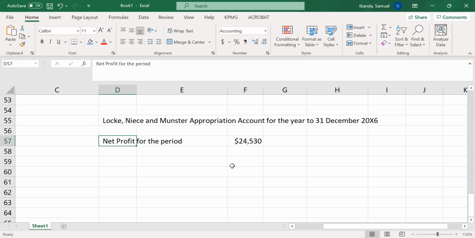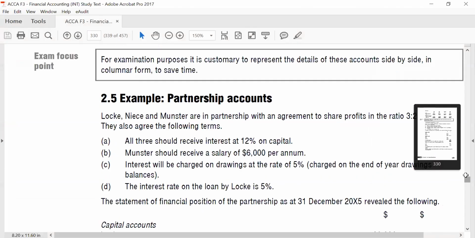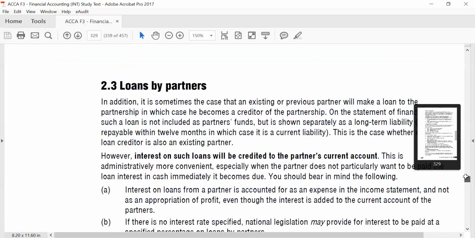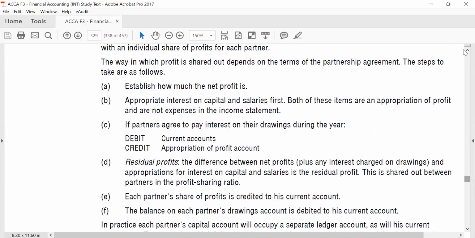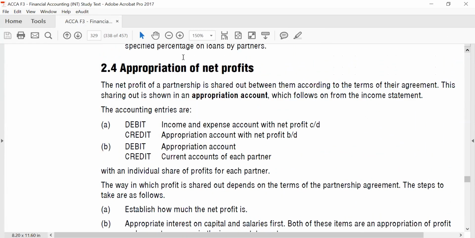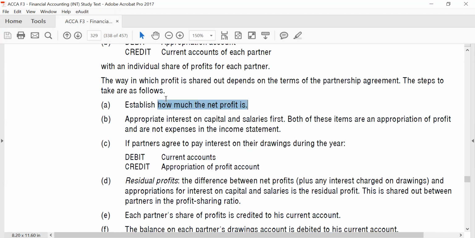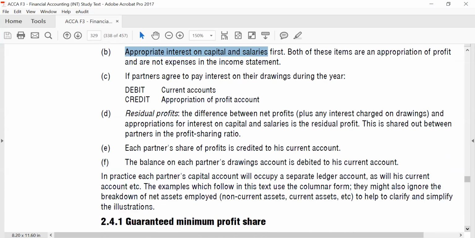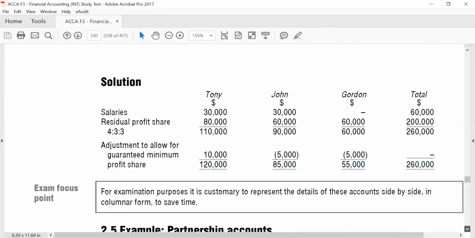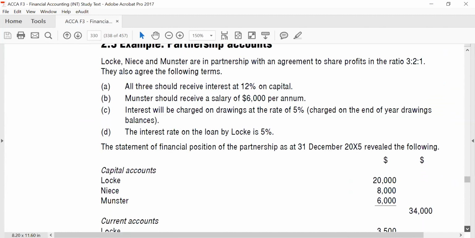So once we have a net profit, you remember our different steps, the ones that we just looked at. I'll just show you something. Right here, these were the steps for determining the appropriation of net profit. They told us the first thing is to determine the net profit, which we have. Then the next thing is to appropriate, or deduct, the interest on capital and salaries first. So the next thing I'm going to look for in my question is interest on capital and salaries, to make sure that I'm taking them into consideration.